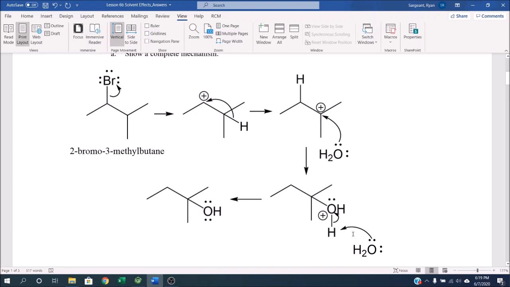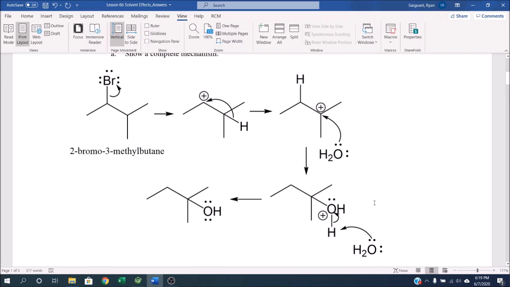We have to deprotonate that water to get to the alcohol. And again, like the last example I showed you, a bromide ion could also act as the base in this fourth step. In this fourth step, the bromide ion could also come over here and pull the hydrogen off. But when water is present anywhere in your solution, you typically expect water to do all the chemistry.